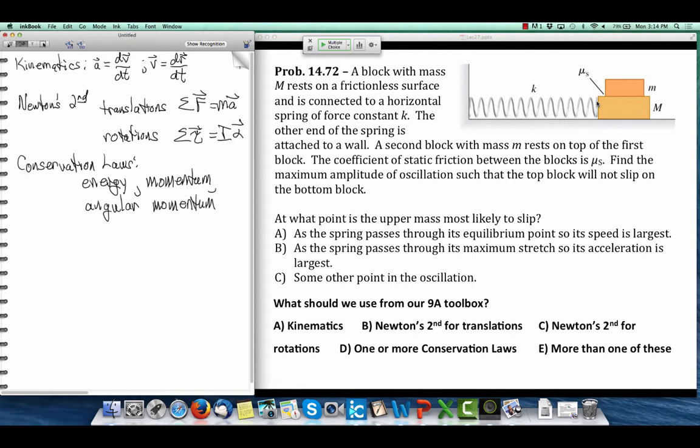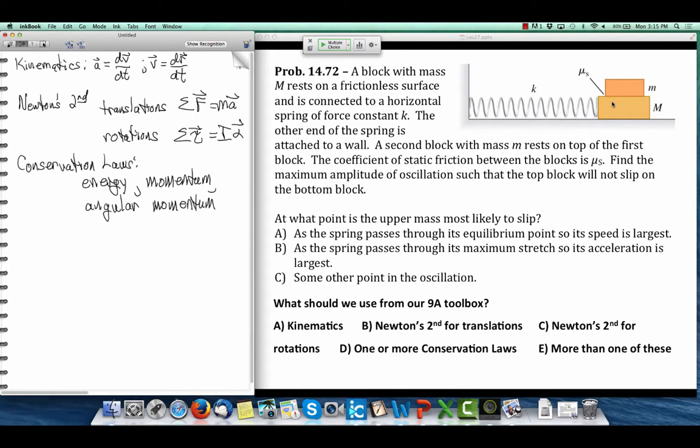So the problem is to find the maximum amplitude of oscillation such that the top block will not slip. That's what you're asked to do. I have other questions down here, but what I want to ask you first, how should we think about finding the maximum amplitude of oscillation such that the top block will not slip? Question. Yeah. Are oscillations included in kinematics?